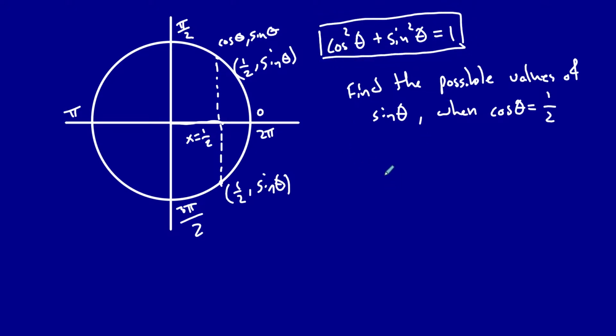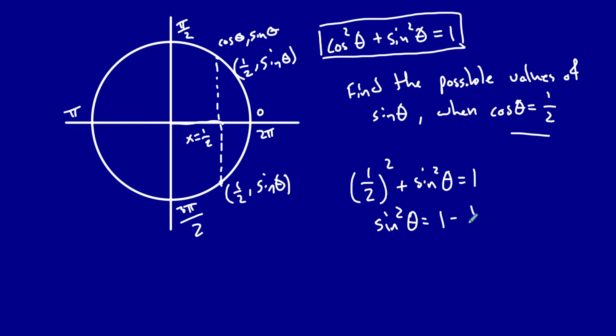So I would take this and plug in my given information, which is cos theta is equal to 1/2. So I'd say 1/2, and I'm going to square that, because I just put cos theta inside, I still have to square it, plus sine squared of theta is equal to 1. I have to do a little bit of rearranging here, so sine squared of theta is equal to 1, I bring this over, so I have to subtract, so that's 1 minus 1/2 squared.